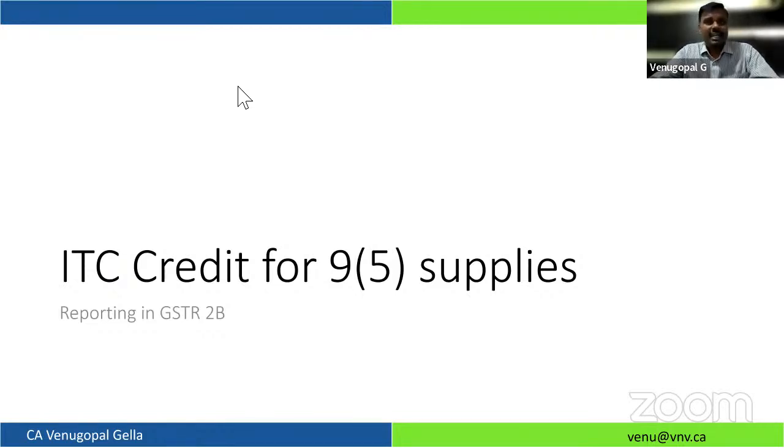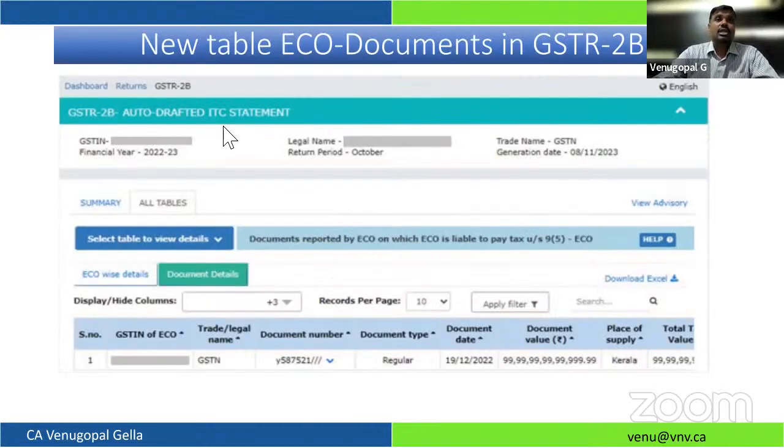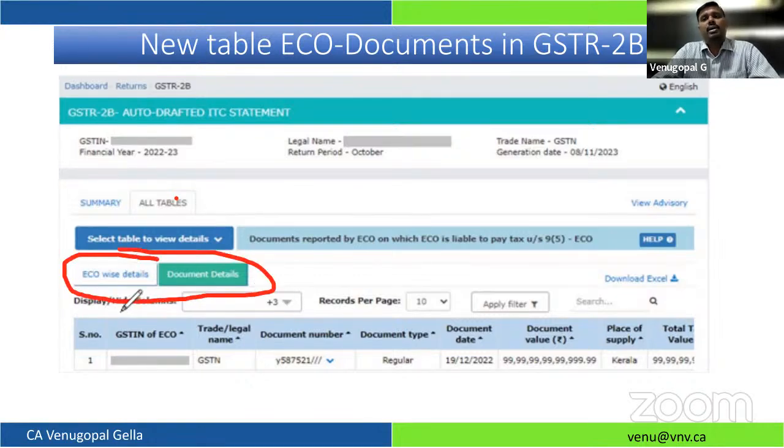Now, what about the ITC credits for 95 supplies? Since the registered person is entitled to the credit, from the next month you will be seeing in the portal, in GSTR-2B, when you click on all tables, the table-wise information, e-commerce-wise against each of the e-commerce operators. The supplies made through the e-commerce operator, where the e-commerce operator is responsible for raising the invoice, collecting the taxes and making the payment, these values would also appear in GSTR-2B.